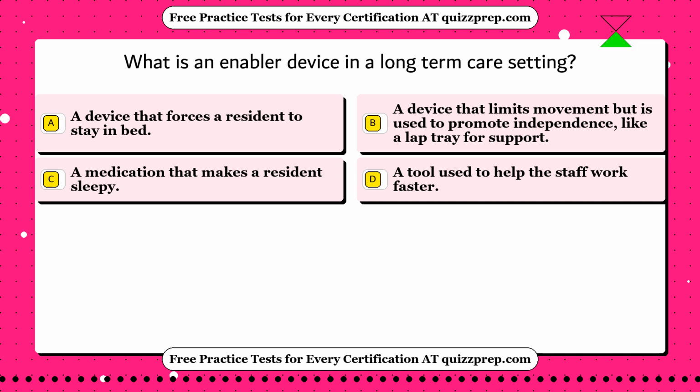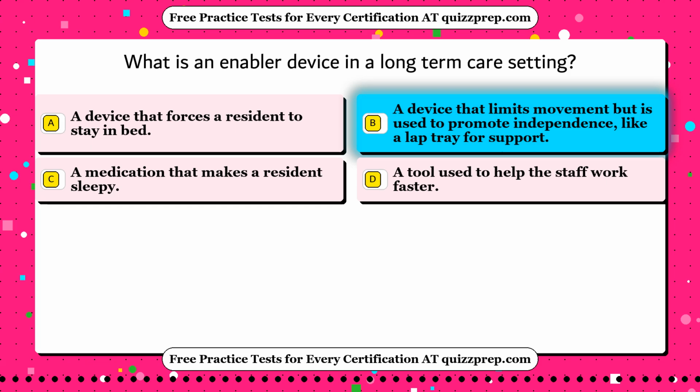Question 22. What is an enabler device in a long-term care setting? Option A, a device that forces a resident to stay in bed. Option B, a device that limits movement but is used to promote independence, like a lap tray for support. Option C, a medication that makes a resident sleepy. Option D, a tool used to help the staff work faster.